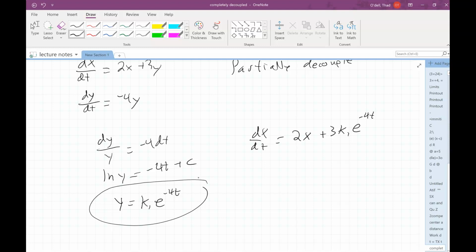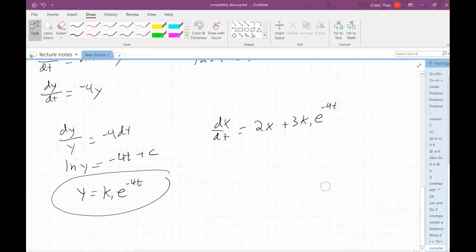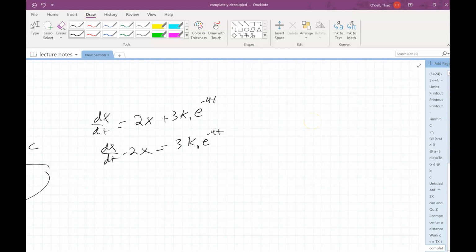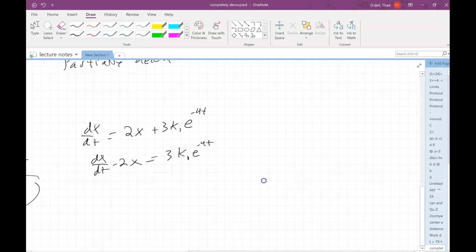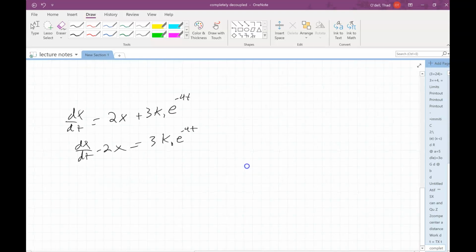Okay, so now we're going to try to solve this equation for x. Now this is similar to some equations we've done before. This is a linear equation, right? But it's a non-homogeneous linear equation, because we have this other term here that doesn't involve an x. So we have a couple ways to solve that. One of them is guess and check, so I'm going to try that on this one.